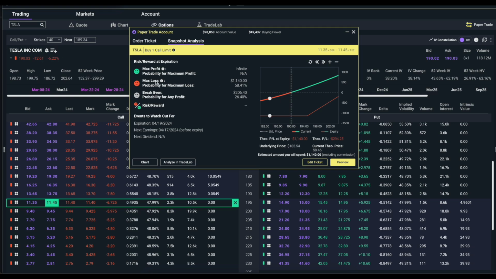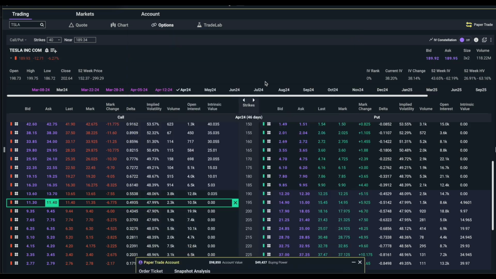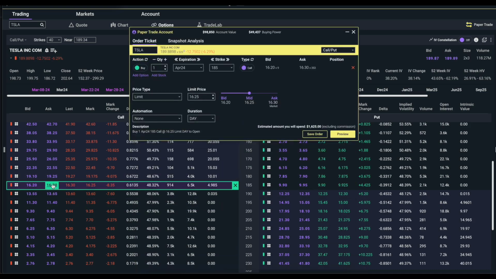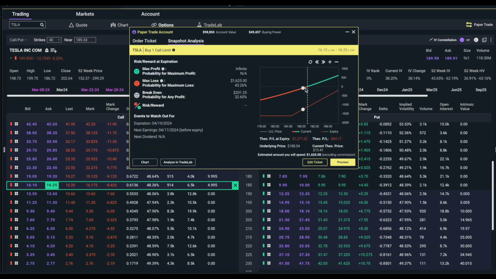The max loss is going to be what you paid for the option, okay? So now you can see here, at the option expiry, these are maybe some instruments that you may want to potentially take profit on. But you can see that the theoretical P&L down here goes up nicely. So if you buy one that's at the money or slightly in the money, let's say we buy one that's slightly in the money, the 185, you can see that we get an even better risk reward profile there.